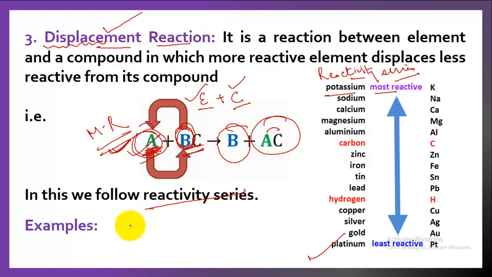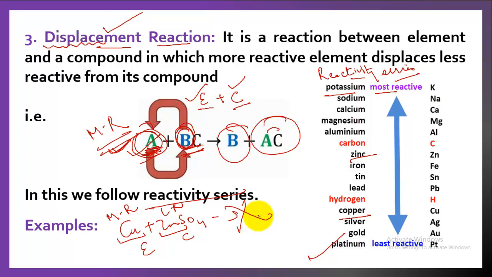For example, if I take copper plus ZnSO4. So this is an element and this is a compound. Now in this reaction, copper is going to displace zinc, but this is possible only if copper is more reactive and zinc is less reactive. So we'll refer to the reactivity series for their reactivities, copper and zinc. So copper is here and zinc is here. So that means the element of a compound in this case is more reactive. So copper cannot displace zinc and this reaction won't take place.